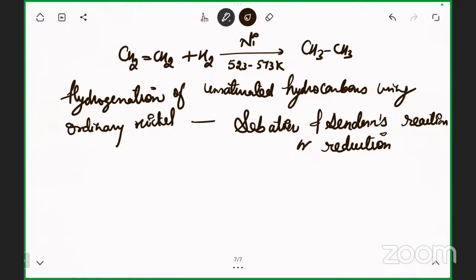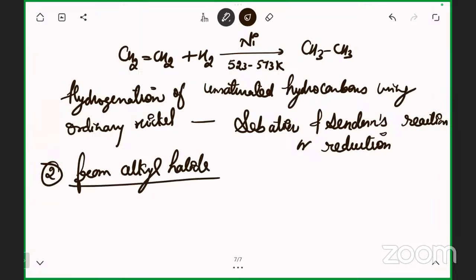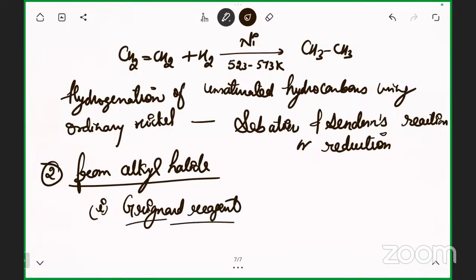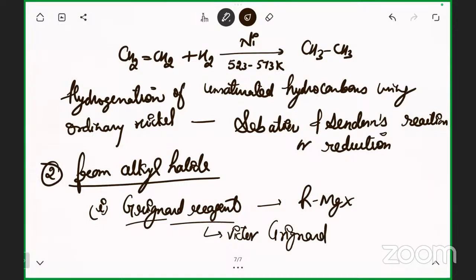Then the second method is from alkyl halide. From alkyl halide, the first method uses Grignard reagent. So Grignard reagent is RMgX. This Grignard reagent is named after a scientist, Victor Grignard, and on the basis of that particular scientist, the name is given as Grignard reagent.